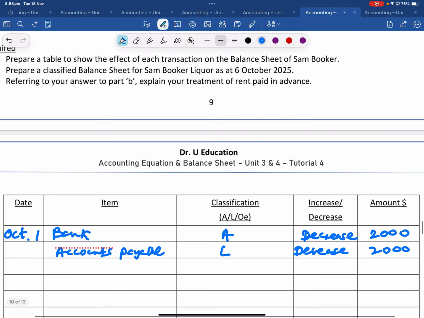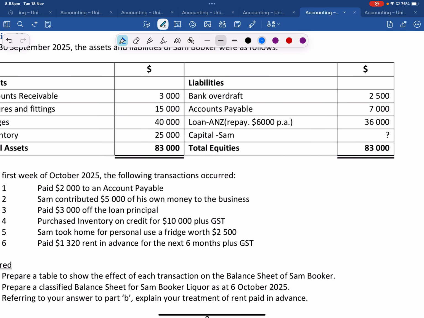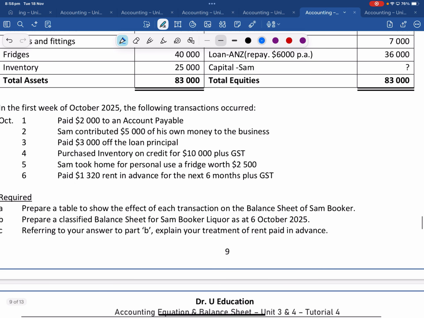Okay, guys, I just want to let you know one thing. Do you need more time, or is it enough? More time? I'll give you 2 minutes. Wait, but it says 1,320 plus GST.